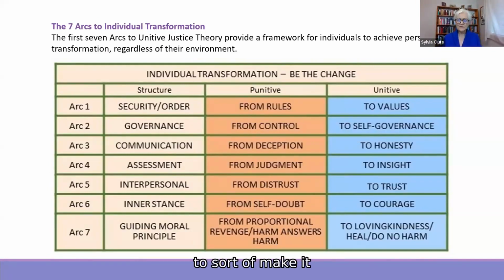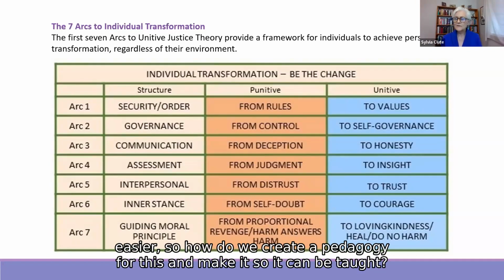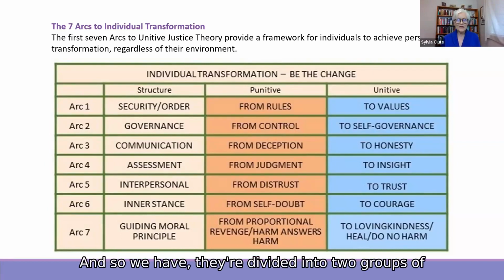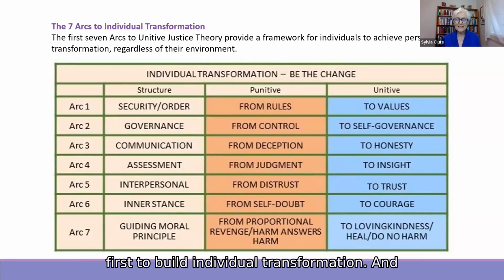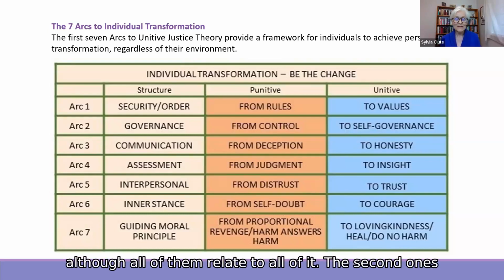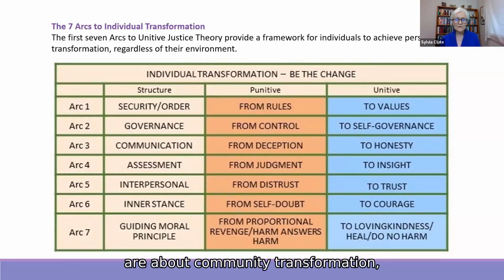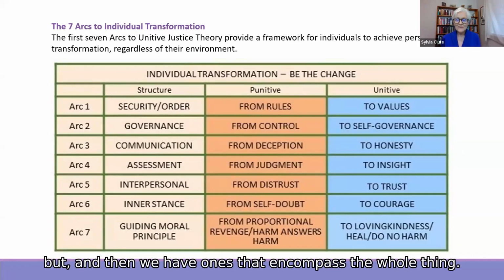Anyway, so eventually, to sort of make it easier, so how do we create a pedagogy for this and make it so it can be taught? And so we have, they're divided into 2 groups of 7 arcs, sort of the ones that we want to do first to build individual transformation. And then the second ones are more related, although all of them relate to all of it. The second ones are about community transformation, and then we have ones that encompass the whole thing.